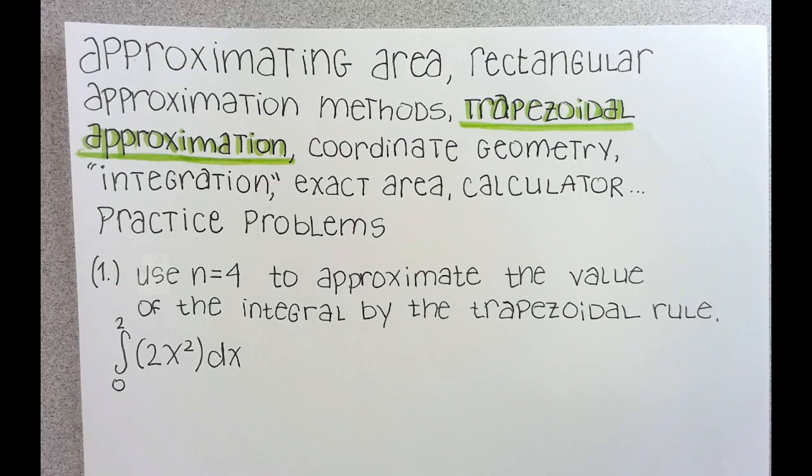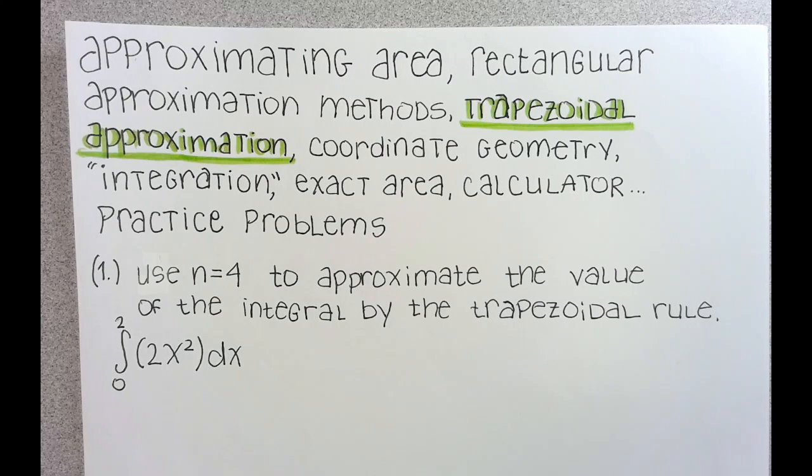So number one, use n equals 4 to approximate the value of the integral by the trapezoidal rule. The integral that we are being asked to calculate is from 0 to 2 of 2x squared dx. You may not know what this means, but maybe you know it as the area underneath the function and above the x-axis between the x values of 0 and 2, using 4 trapezoids. Now, it is definitely possible to do these problems without graphing at all, okay?